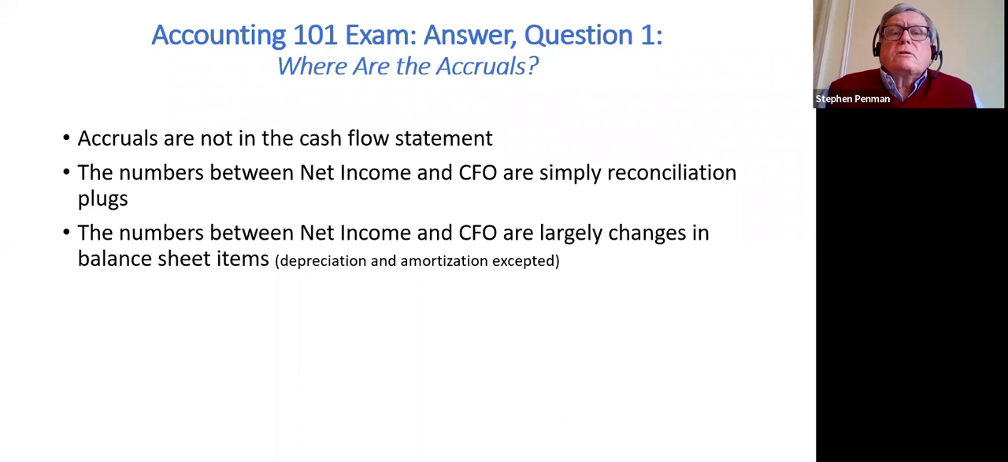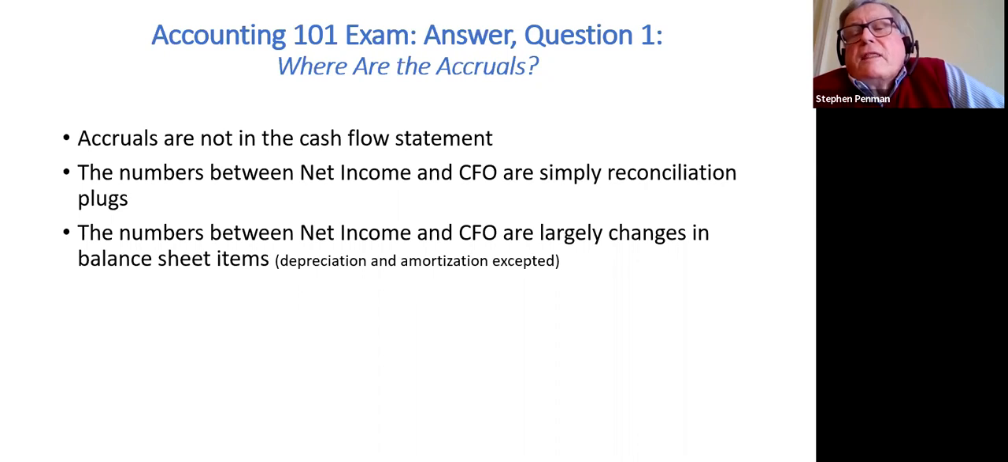The answer, of course, is the accruals are not in the cash flow statement. The numbers between cash flow from operations and net income are simply reconciliation plugs. They are the difference between accruals and cash flows. Okay? They explain the difference between accruals and cash flows. They're just a plug. They are largely, with the exception of depreciation and amortization and perhaps some other long-term accruals, simply the changes in the balance sheet items.